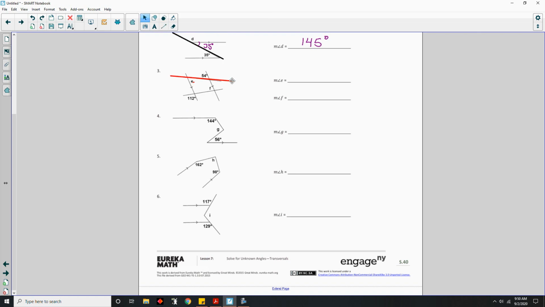So to answer this first question, the measure angle E, focus on the transversal with respect to the parallel lines. Okay, and what kind of angle is E to 54? Alternate interior. They're both acute, they're congruent. The measure of angle E is 54 degrees. Moving to the other transversal.